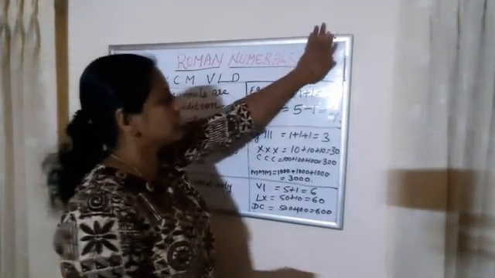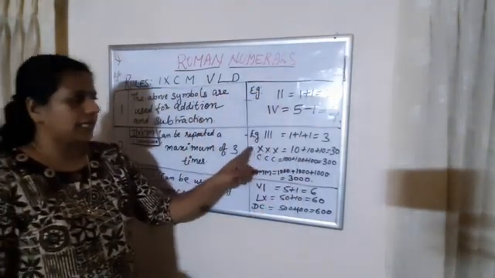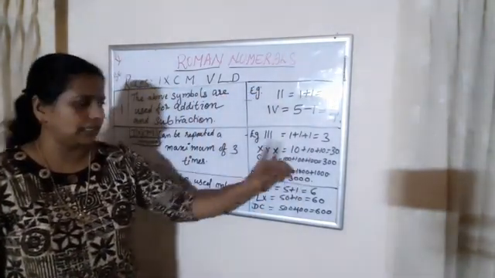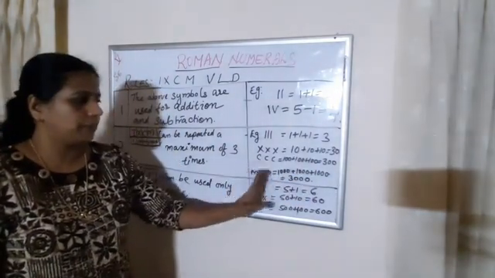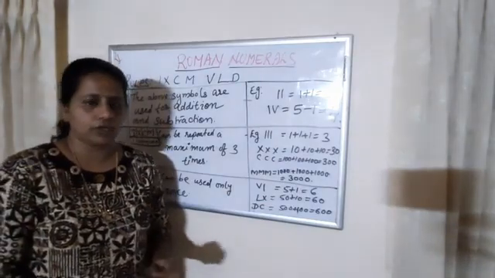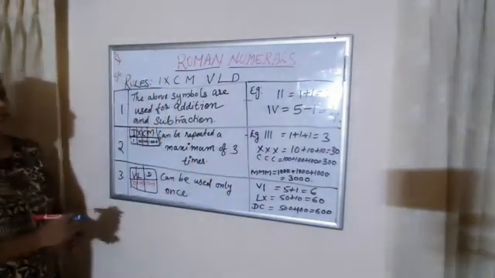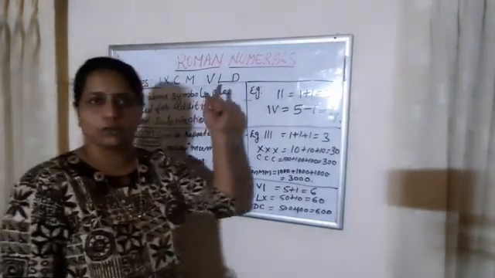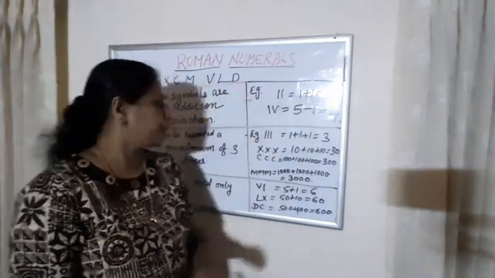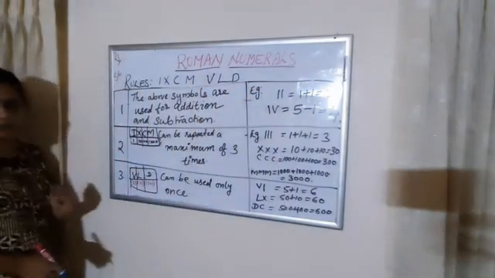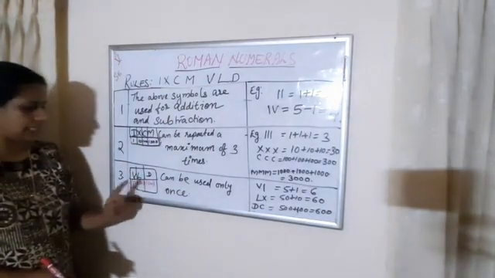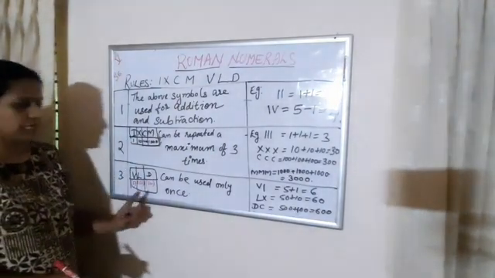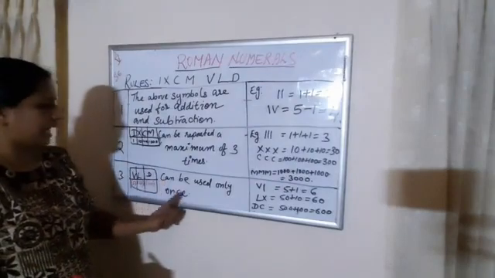Next one, the examples here. XXX is equal to 30. CCC is equal to 300. MMM is equal to 3000. The next one, take the next friend group. Who is the next friend group? The V, L, D group. What I told: V is 5, L is 50 and D is 500. So take that V, L, D group.